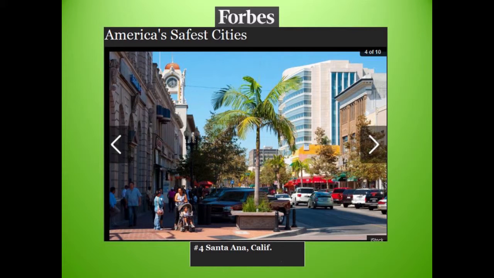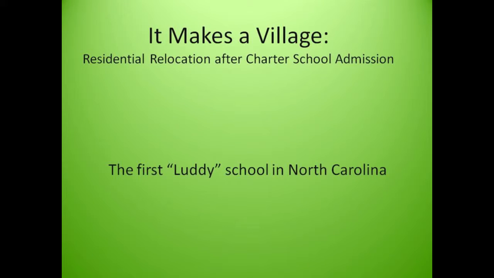I'd like to bring that to Durham. This was based upon the research for the National Endowment for the Arts. It's based upon a study that we did on the first Luddy School, Franklin Academy. At Franklin Academy, we looked at how families moved after they got their kids into school. The school's location is that black dot at the center. All those other dots were families that got in and then later moved.